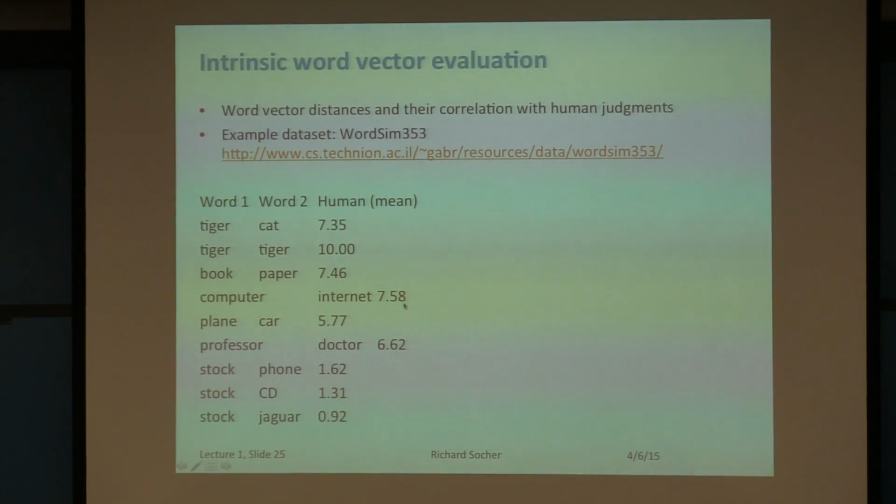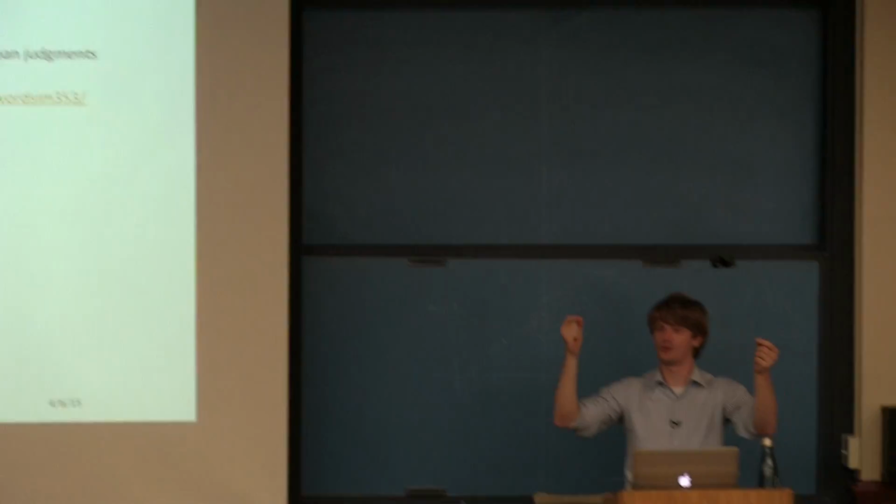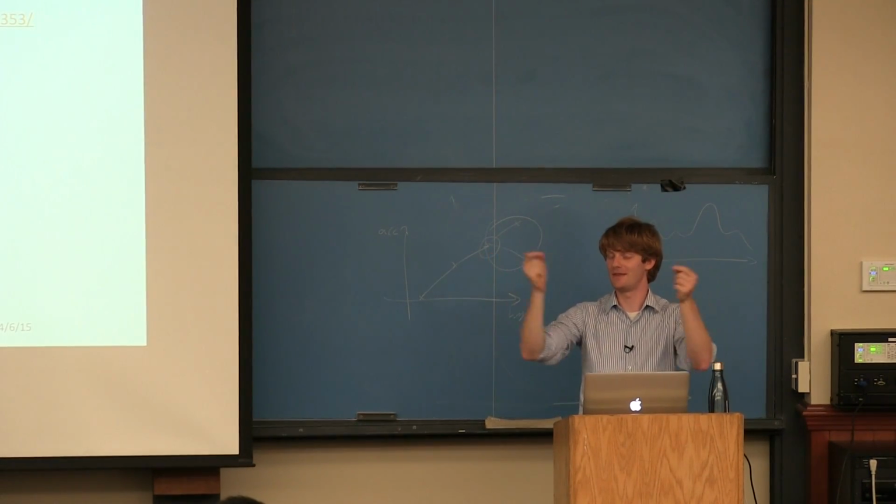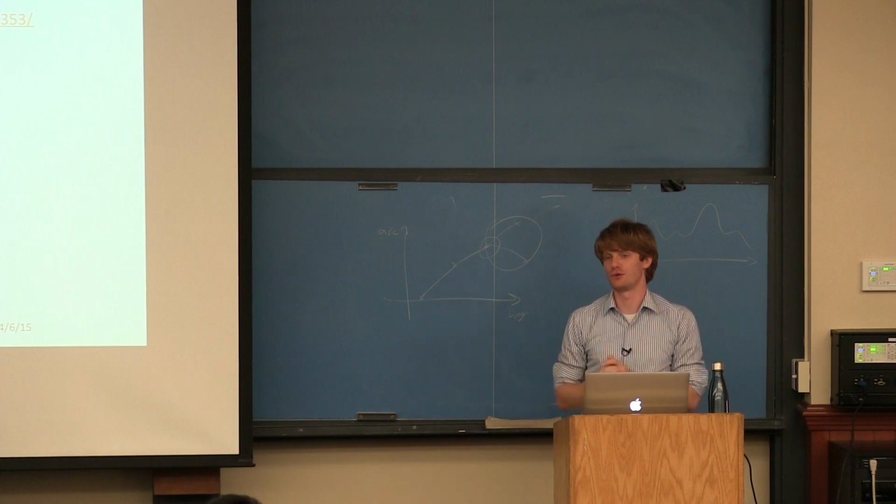So computer and internet, on a scale from 1 to 10, how similar do you think they are? Or maybe going all the way down from stock to Jaguar. How similar are those? On a scale from 1 to 10, they're maybe close to 0 or just 1. So now you basically ask people that, and then you compute all your statistics, and you look at, again, various distance metrics like Euclidean distance or cosine distance, whether your word vectors and their distances correlate well with those human judgments.